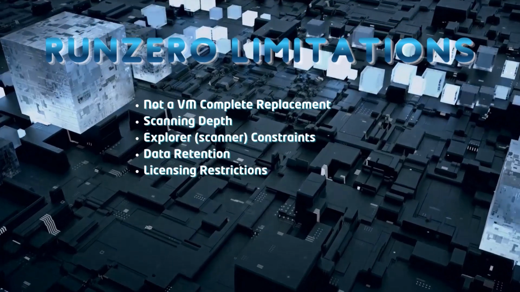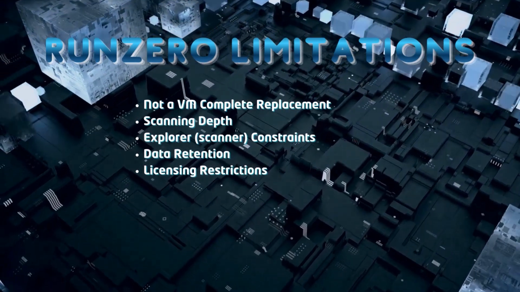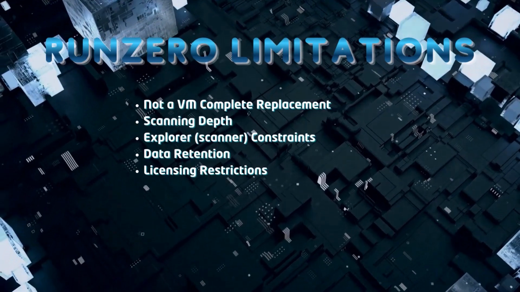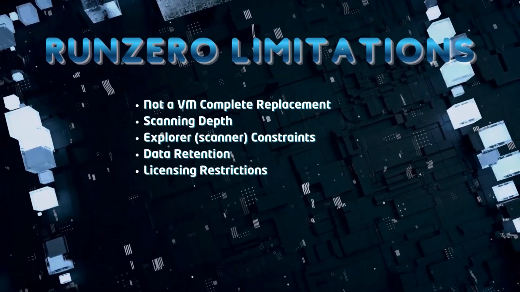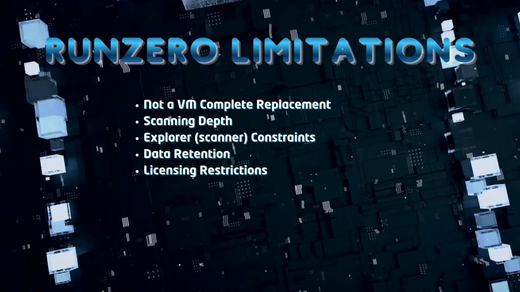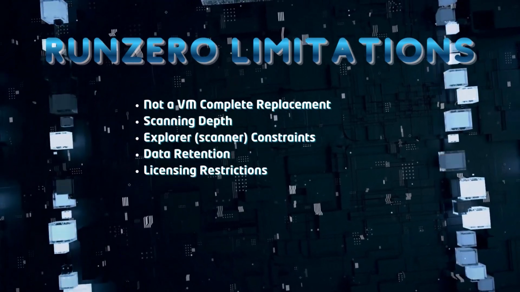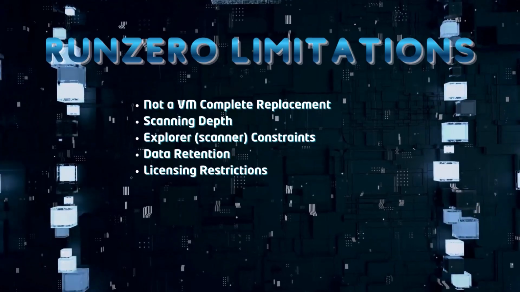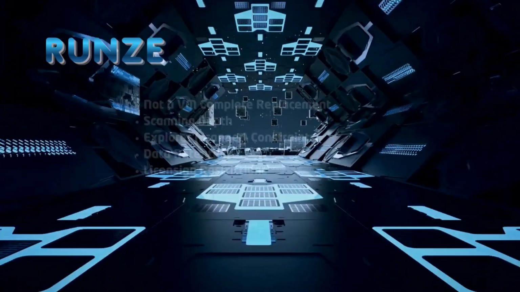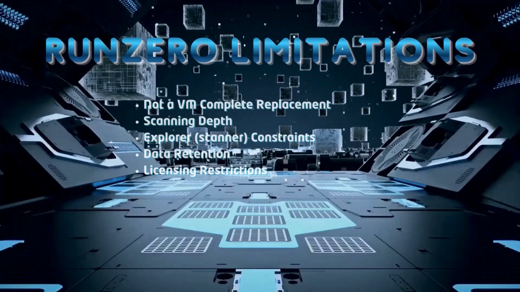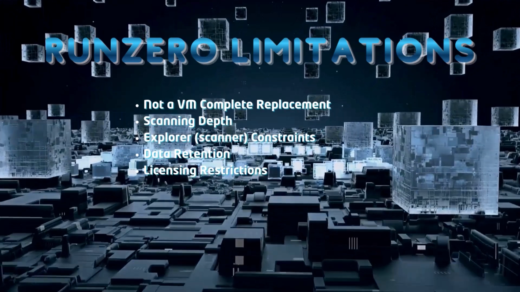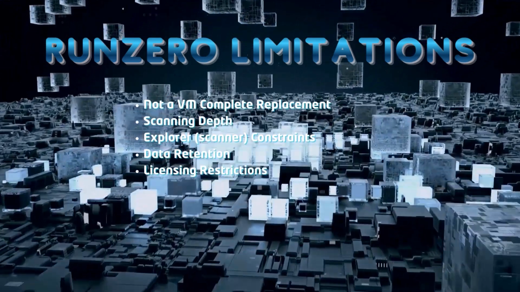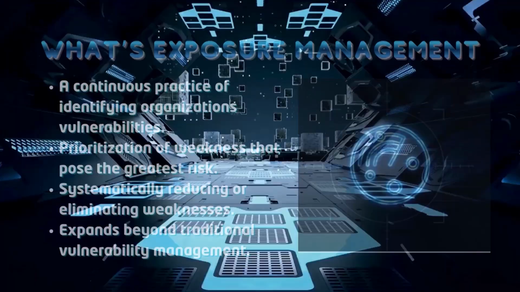Number two, scanning depth. Being primarily unauthenticated and agentless, RunZero provides limited visibility into detailed host internals. Number three, Explorer constraints. RunZero scanners, called Explorers, have platform-specific limitations, including single concurrent scan restrictions on Windows and performance challenges on ARM and low-specification systems at scale. Number four, data retention. There is limited long-term historical data retention compared to enterprise platforms. Number five, licensing restrictions. The Community Edition caps usage at 100 assets, restricting the number of sites and devices you can monitor. Before starting the demo, let me cover what exposure management is.